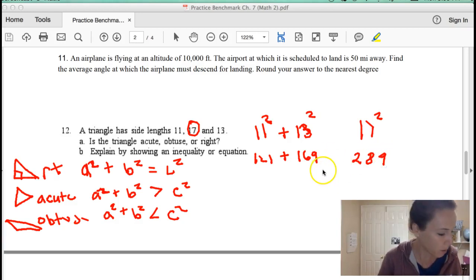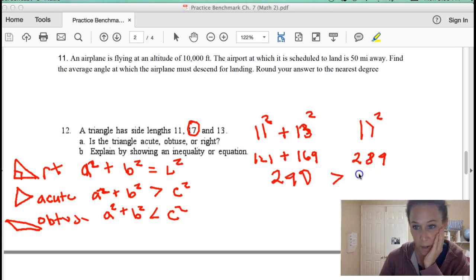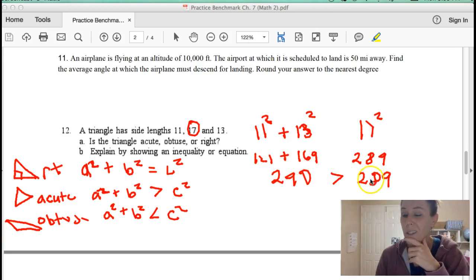All right, so I'm just going to go 121 plus 169, and I'm going to get 290. So 290 is actually greater than 289, just barely, but it is. So since a squared plus b squared is greater than c squared, or c squared is less than a squared plus b squared, I have an acute. So I'm going to say acute.